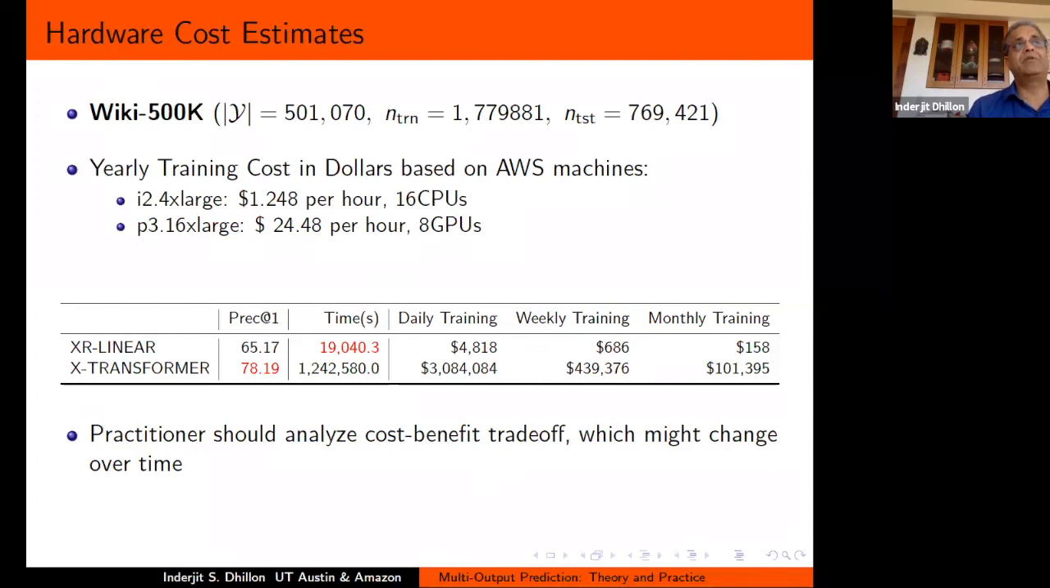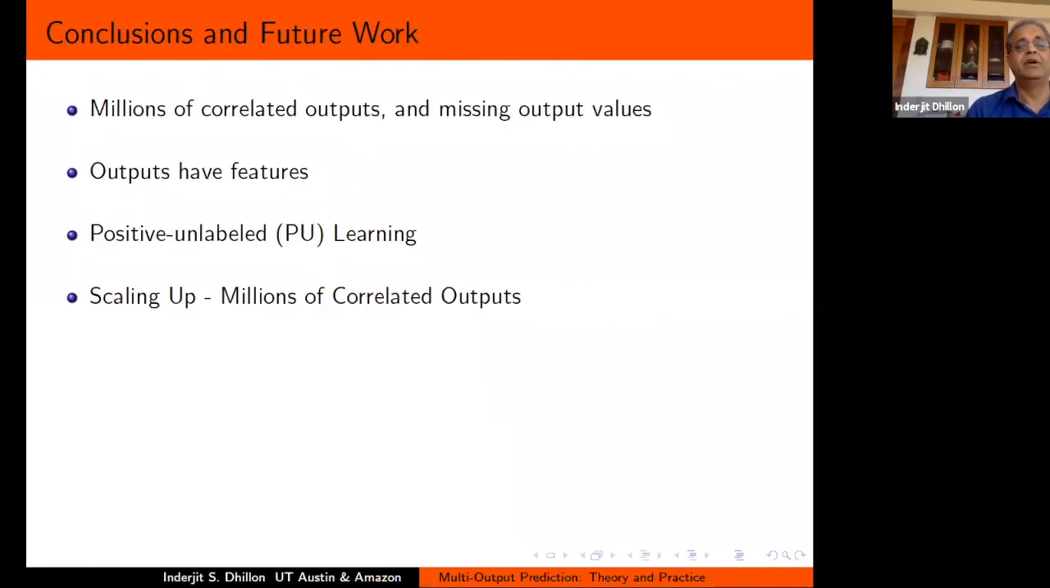So that's one of the things that I want to try and emphasize, is that when it comes down to a practitioner, you really need to try and analyze the cost-benefit trade-off between the different methods. And one thing that is good about PECOS is it actually allows you to plug and play different methods for indexing, different methods for matching, and different methods for ranking.